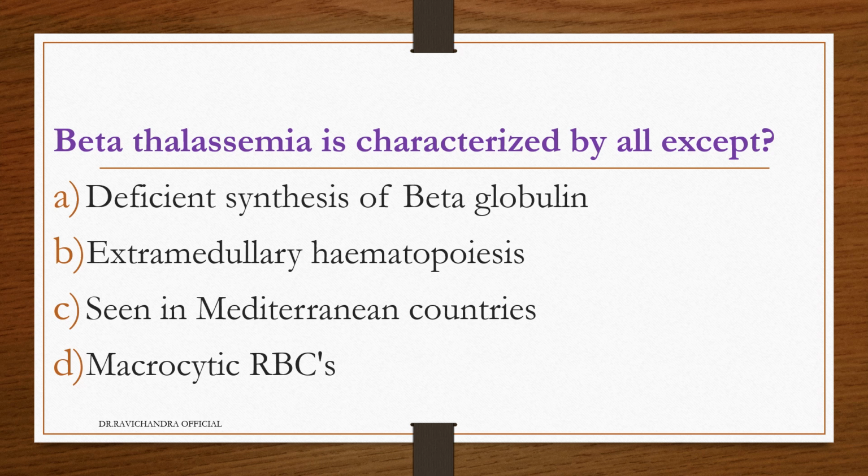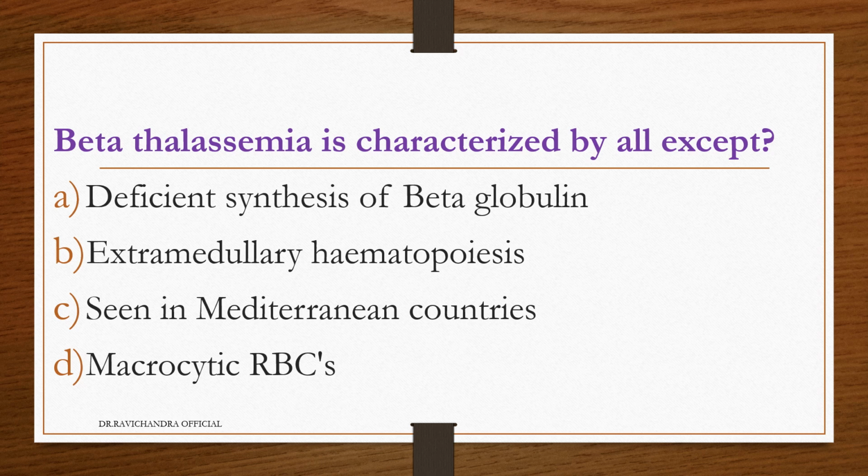Beta thalassemia is characterized by all except: option A, deficient synthesis of beta globin; extramedullary hematopoiesis; seen in Mediterranean countries; the macrocytic RBCs. The correct answer is macrocytic RBCs. Beta thalassemia is characterized by microcytic red blood cells but not macrocytic red blood cells.